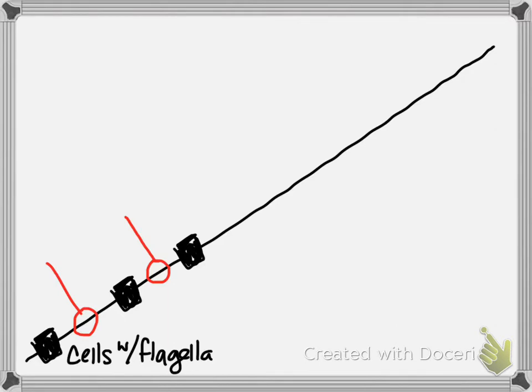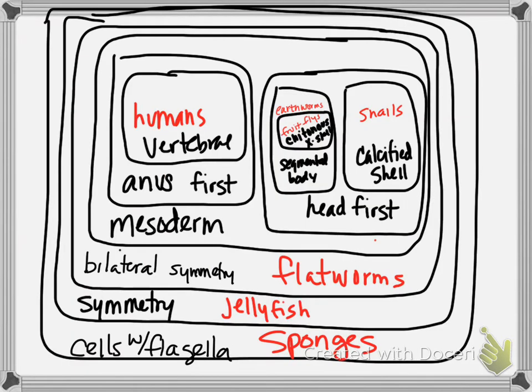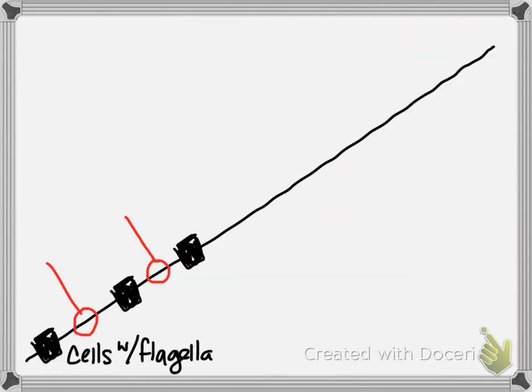You've got them in your digestive tract. Cells that have little long tails, whip-like tails that can move stuff. And cells with flagella develop pretty early. And the first species that we find that has them and nothing else is the sponge.